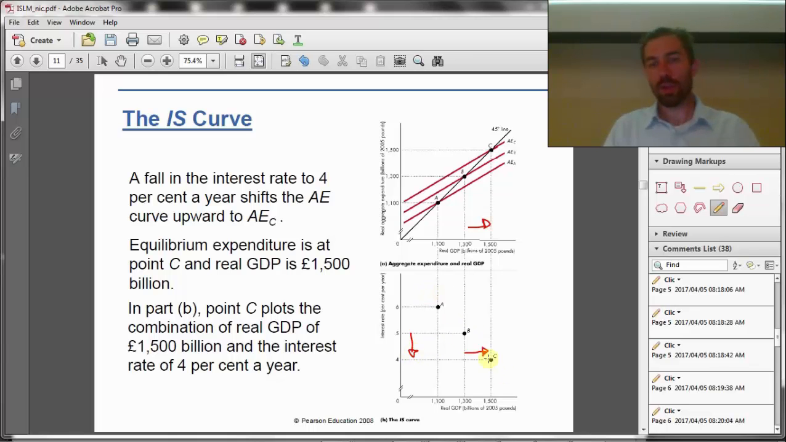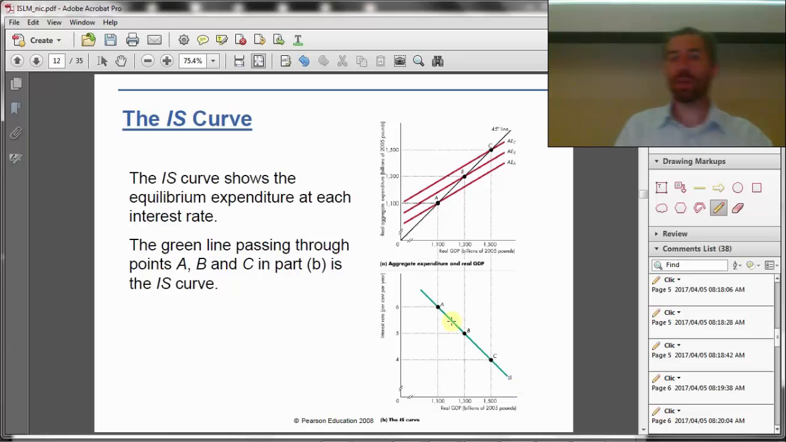Now, if we join points A, B, and C, we end up with a downward sloping relationship. In other words, the relationship between output and interest rate, when we're looking at aggregate expenditure, this is the demand side, this is expenditure, okay? The relationship between spending and interest rates is negative. Are we together on that?